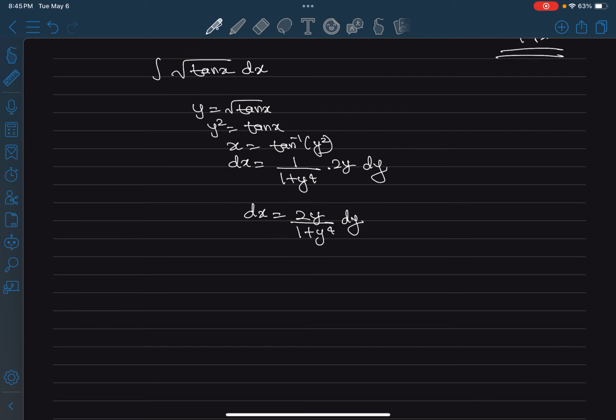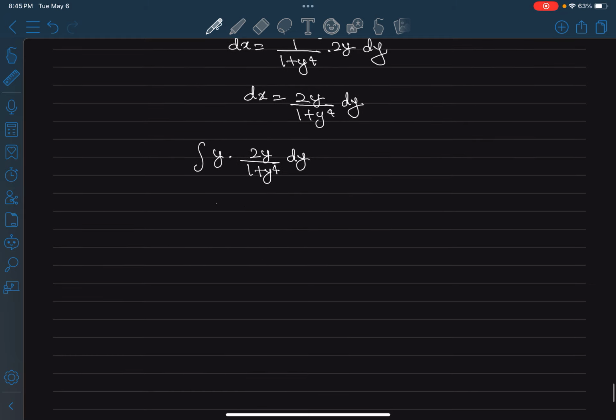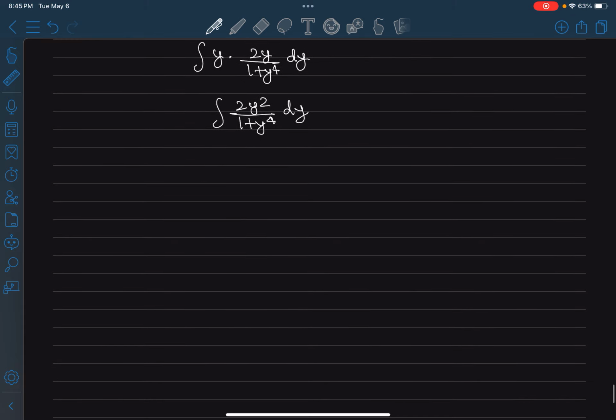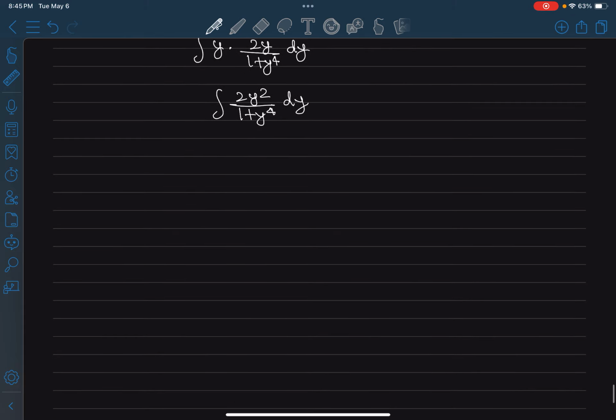Now, if we just make the substitution for dx as this thing, and also y is root tan x, we get y, and dx as 2y by 1 plus y to the power 4 dy, right? So this gives us 2y squared by 1 plus y to the power 4 dy, right? This integral looks pretty easy, but needs a fair amount of calculations. Okay, so let's see. I told you that we will try to factorize this expression 1 plus y to the power 4 and then use partial fractions, and then it will be simple, right?